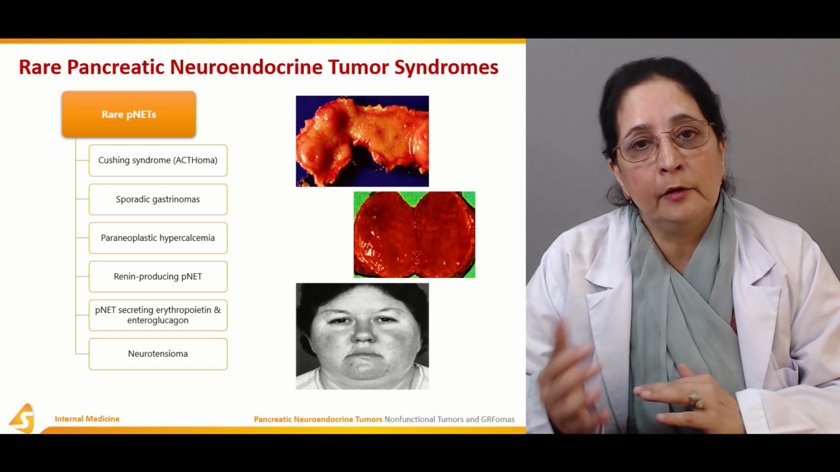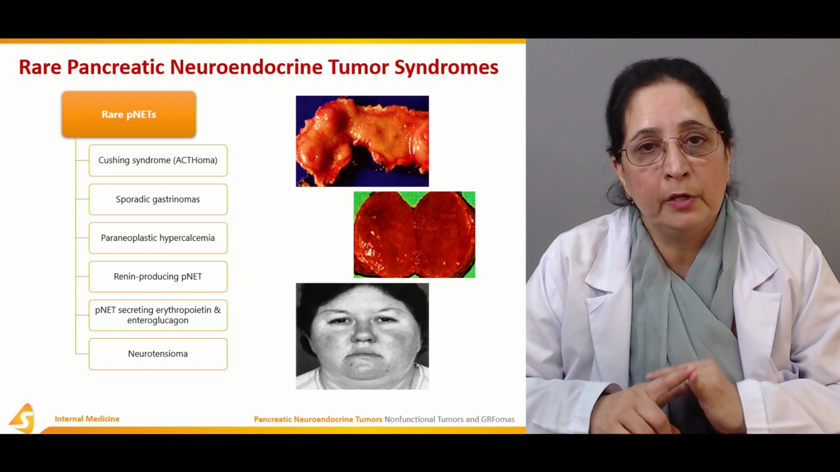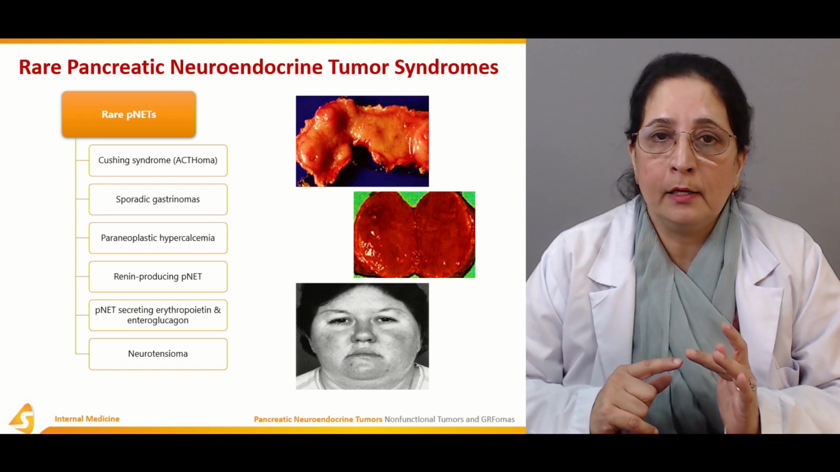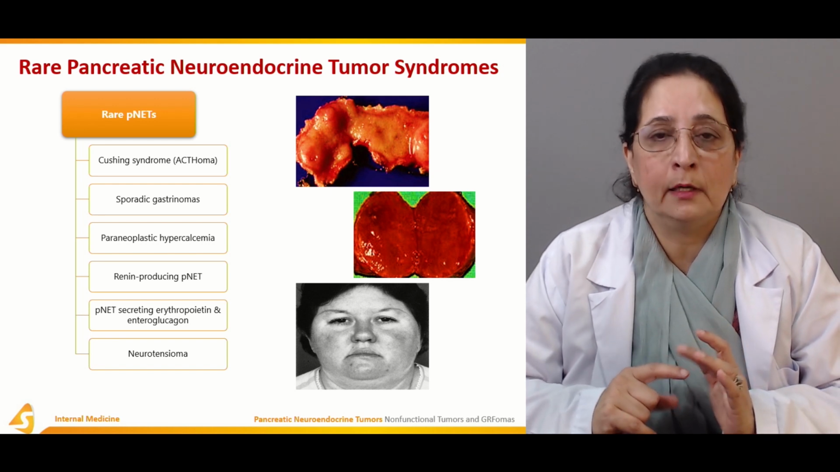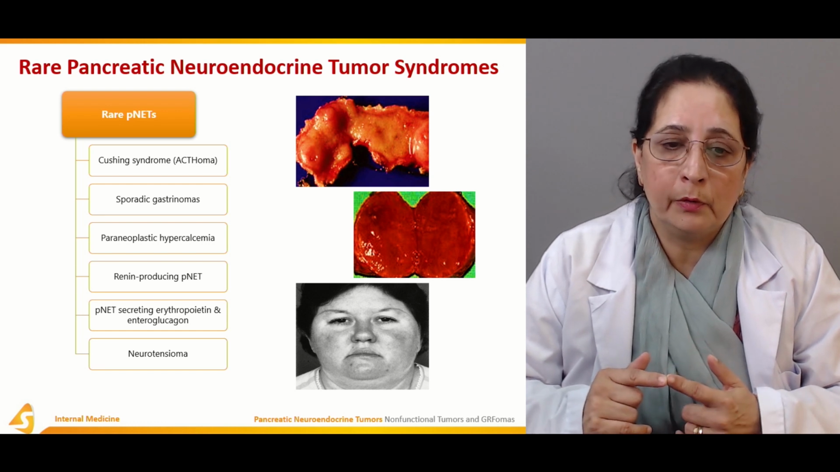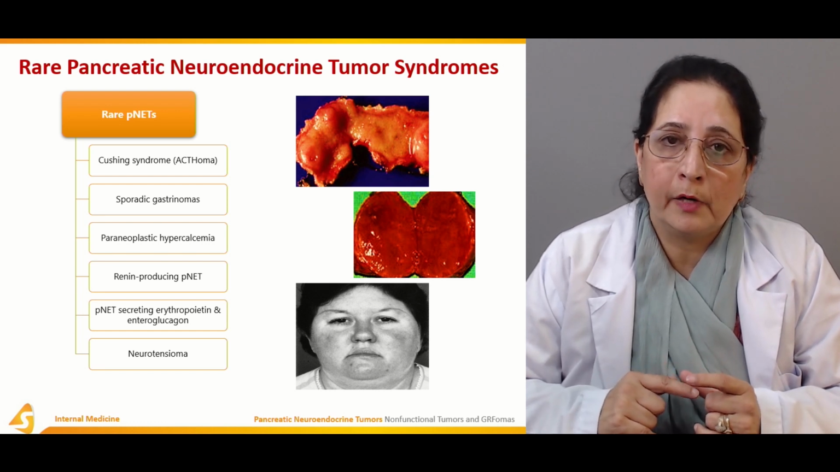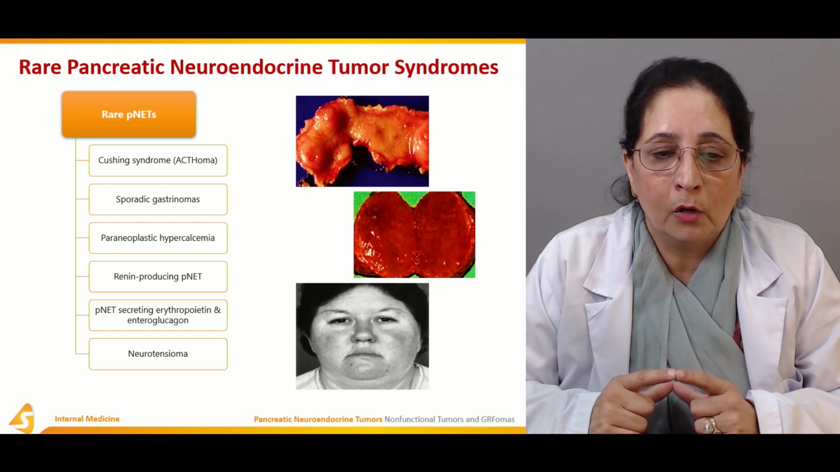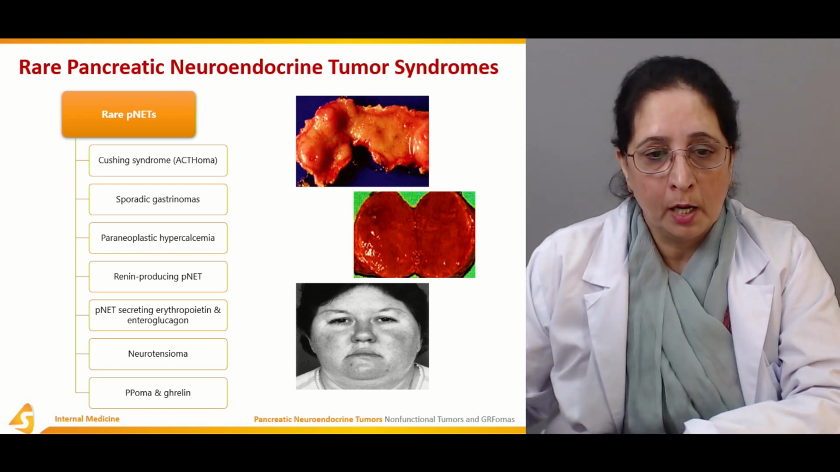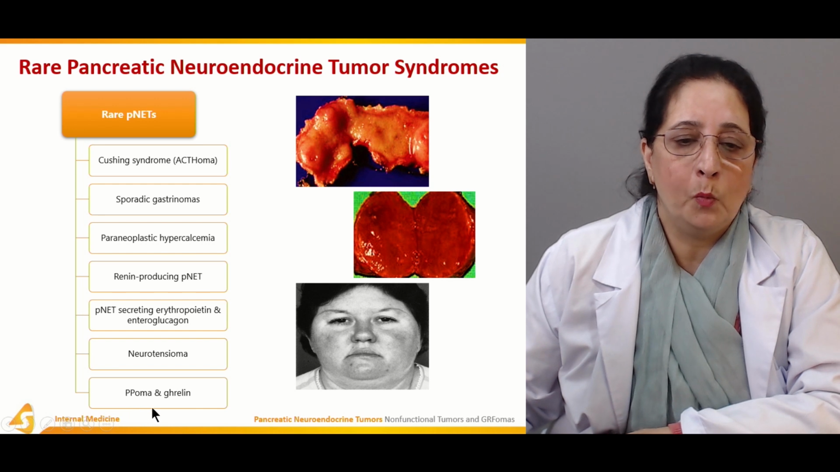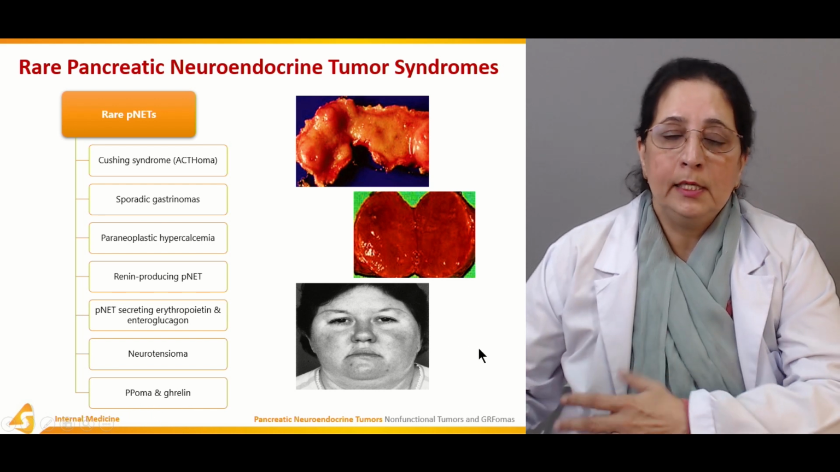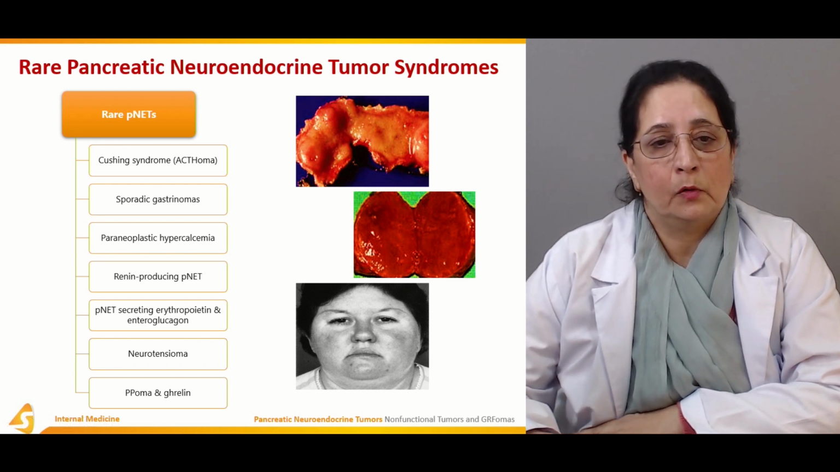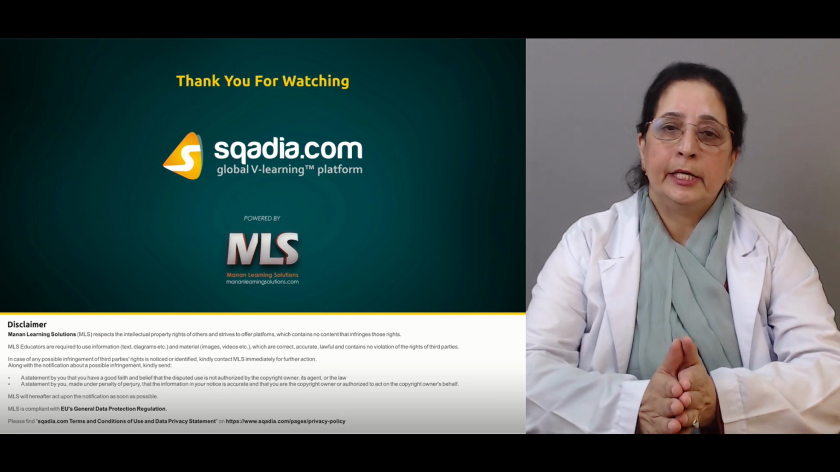Then we have some other rare neuroendocrine tumors in which we have Cushing syndrome, sporadic gastrinomas, paraneoplastic hypercalcemia, renin-producing neuroendocrine tumors, and neuroendocrine tumors secreting erythropoietin and enteroglucagon, and neurotensinoma, and also we have VIPoma and ghrelinoma. So all these are the rare types of neuroendocrine tumor syndromes. That was all about section 4.